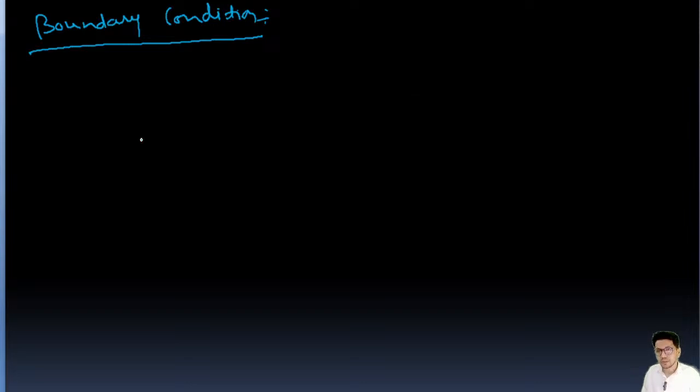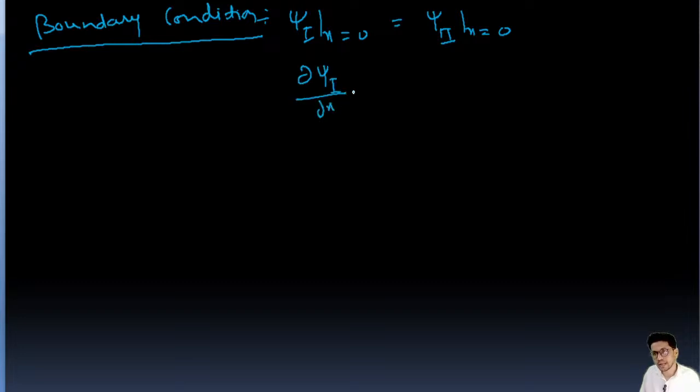Boundary condition, right? We know that psi 1 at x equal to 0 is going to be psi 2 at x equal to 0. Okay, similarly del psi 1 upon del x at x equal to 0 is going to be equal to del psi 2 upon del x at x equal to 0. So these are the boundary conditions we'll use here.